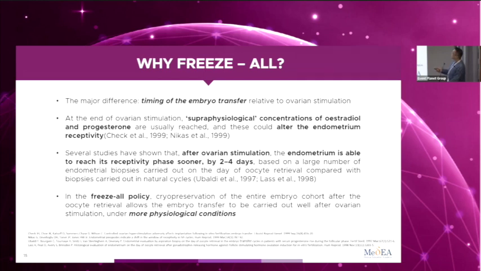But we do know there's evidence that shows that after ovarian stimulation, the endometrium is able to reach its receptive phases much earlier, which many of you seem to understand as well. And it's as early as 2 to 4 days. This is really based on a large number of endometrial biopsies carried out on the day of oocyte retrieval compared to biopsies carried out in natural cycles.